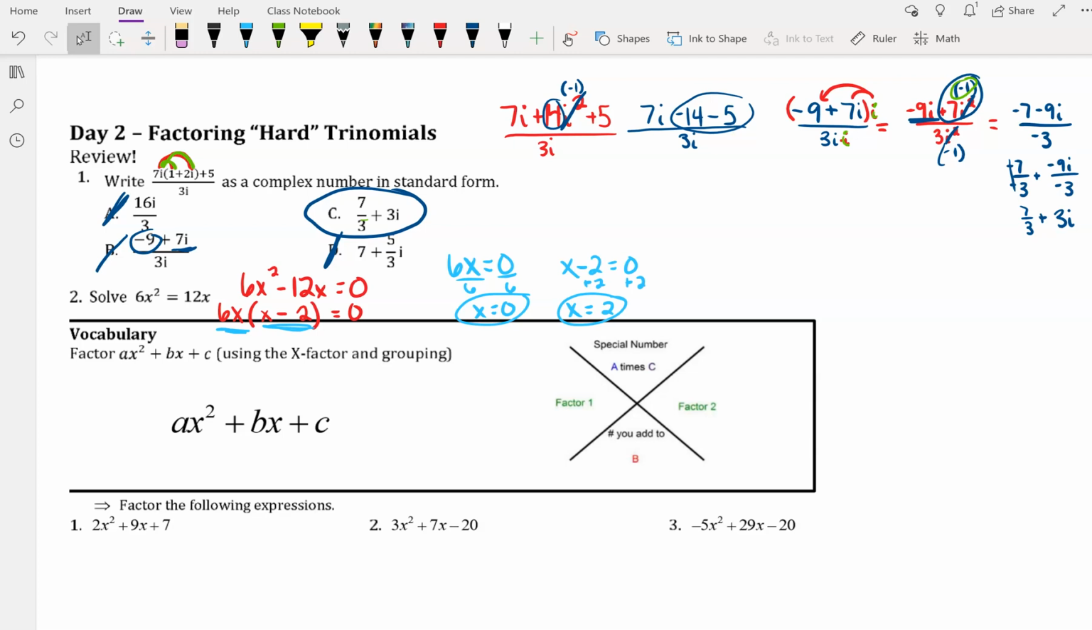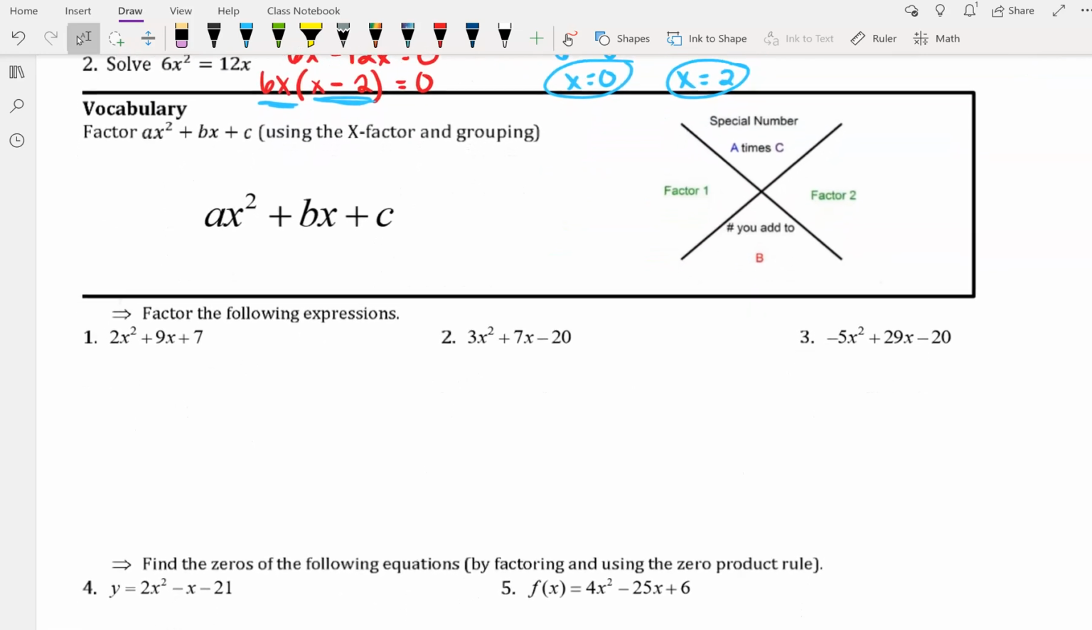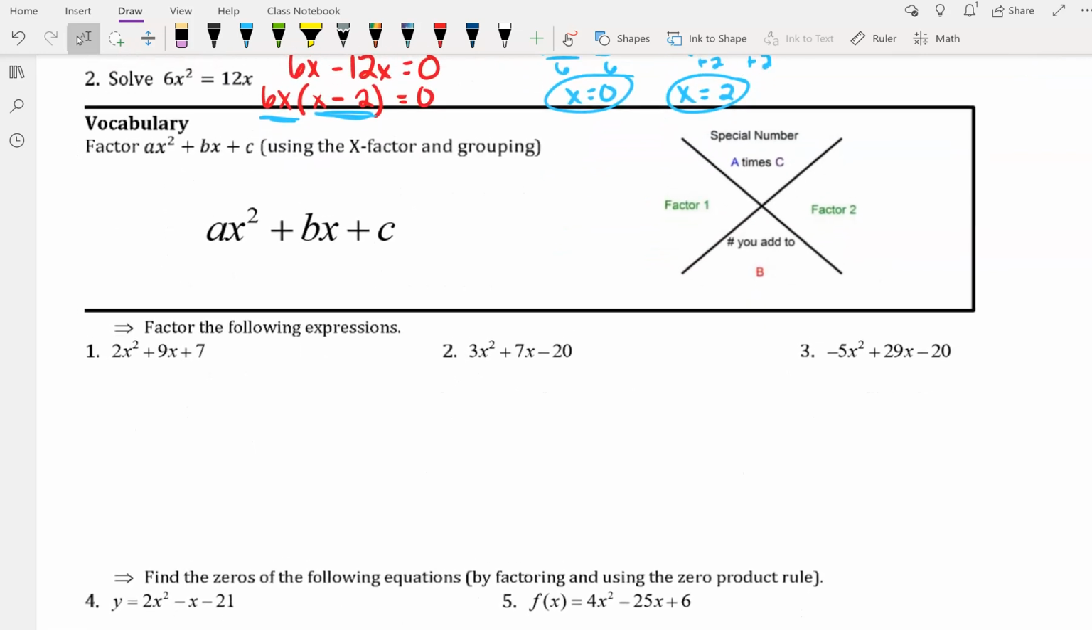All right, so I'm going to get right into the lesson since it's a little bit long. Today you're going to be factoring hard trinomials. A trinomial means something that has 3 terms, a polynomial that has 3 terms. Remember, terms are separated by addition or subtraction symbols. So that has 3 terms.